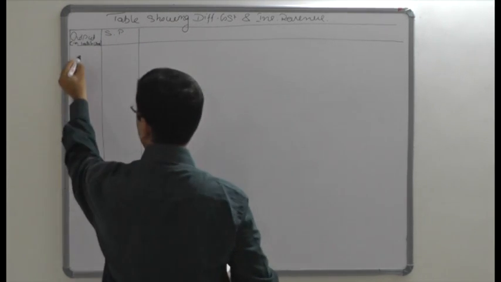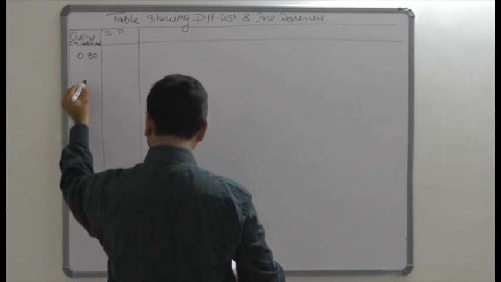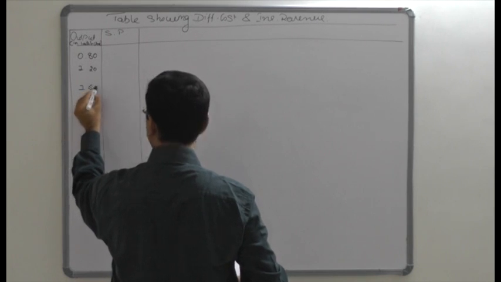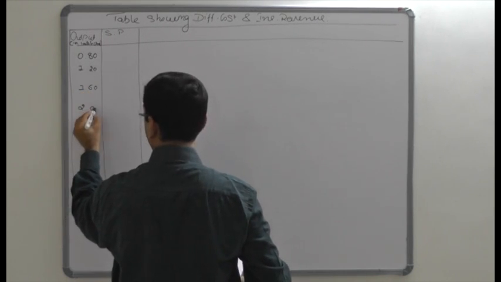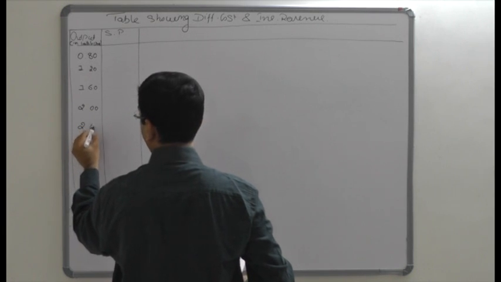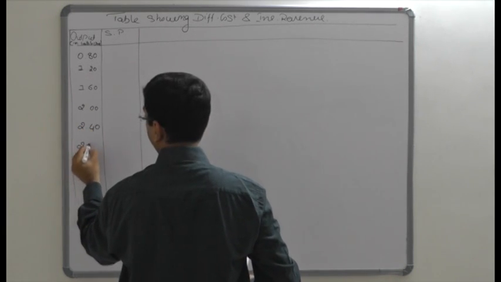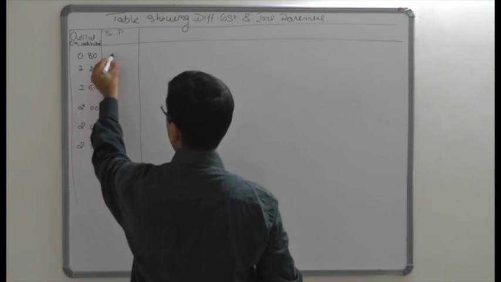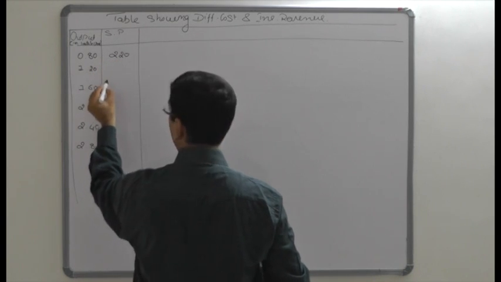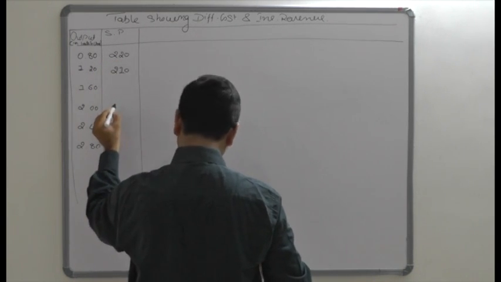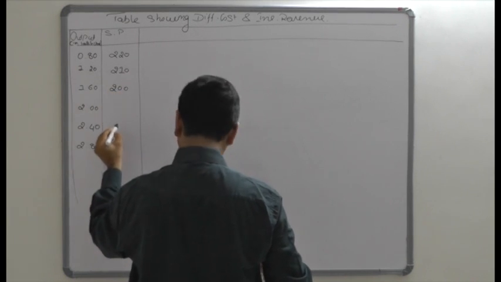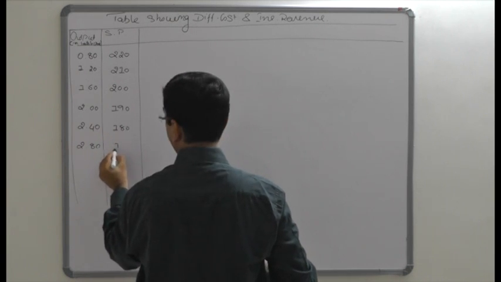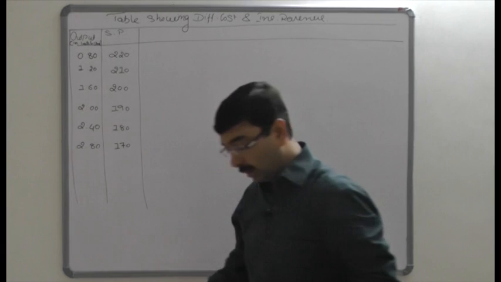Start with the first, that is 0.80, then 1.20, then 1.60, then 2.40 and 2.80. Now the selling price per machine is given in front of that, that is 220, 210, 200, 190, 180 and 170. So these are the first 2 columns of information.